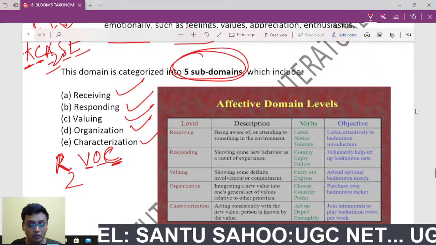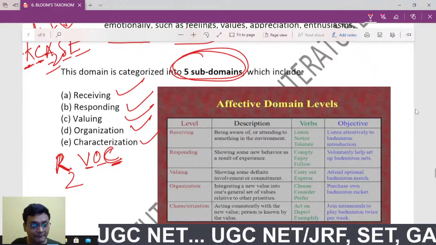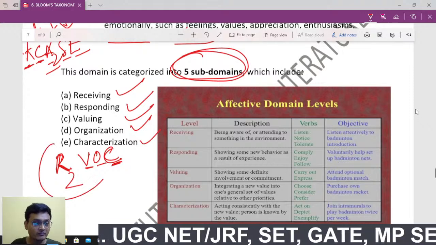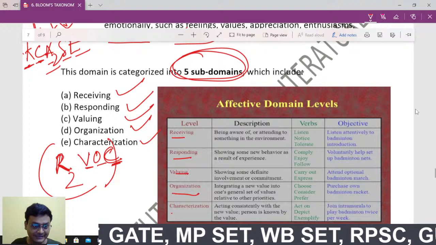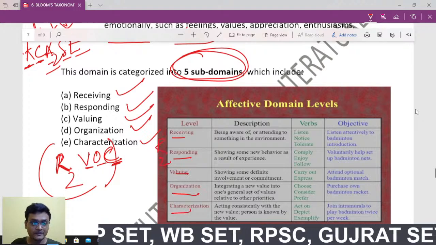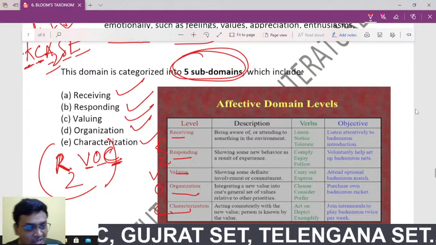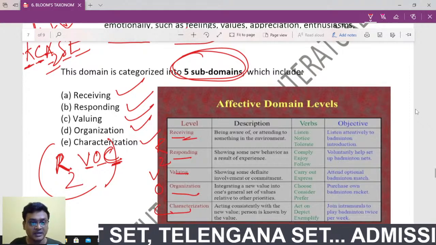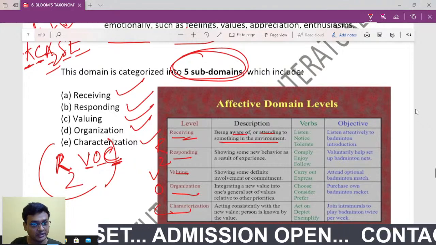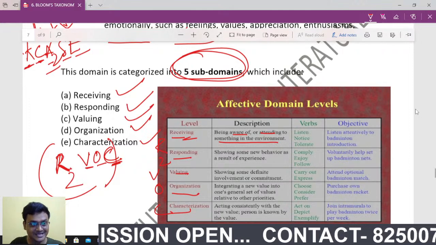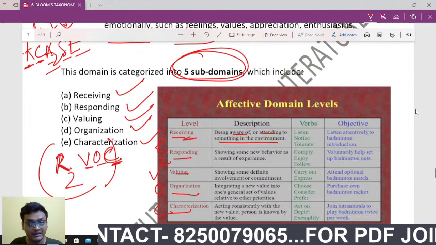So this is the affective domain. The affective domain deals with emotions, feelings, values, appreciation. So R2 and VOC: receiving, responding, valuing, organization, characterization. Okay, R2 then VOC. What are the affective domain levels? Receiving means being aware of or attending to something in the environment. This is the first level. Second level responding, third level valuing, fourth level organization, and fifth level characterization.